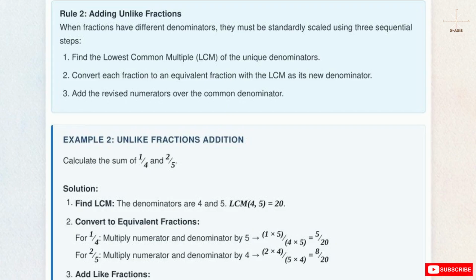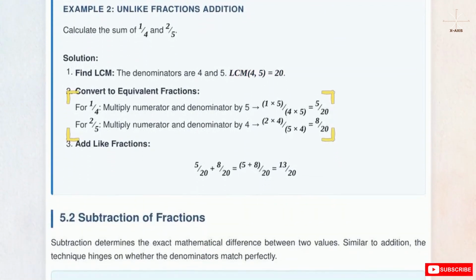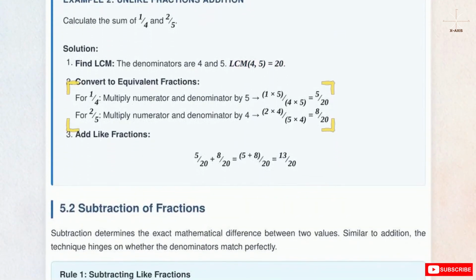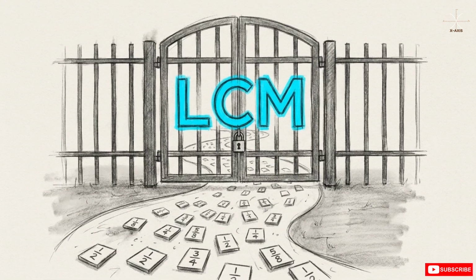Rule 2 for unlike fractions fixes this. We find the lowest common multiple to make denominators match. For 4 and 5, the target is 20. We scale 1/4 to 5/20 and 2/5 to 8/20, then add the numerators to get 13/20. Establishing that uniform base is the non-negotiable gateway. If the bottoms don't match, you must find the lowest common multiple before doing anything else.